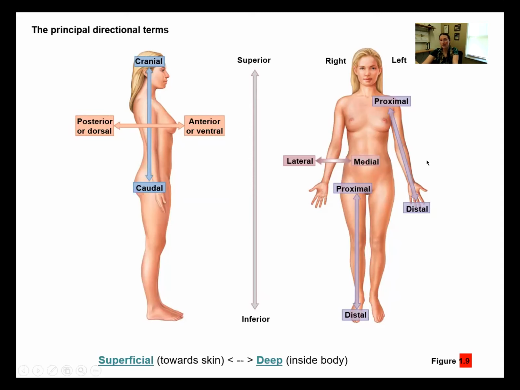Next, proximal and distal. These terms generally refer to the limbs. Proximal means closer to the body. Distal means farther away from the body. So the palm is distal to the elbow. The shoulder is proximal to the elbow. Again, mostly referring to the limbs. Medial and lateral. Medial is closer to the midline of the body. Lateral is farther away from the midline of the body. So the belly button is medial to the hip bone. And we can also use these terms on individual limbs. The pinky is medial to the thumb. The thumb is lateral to the ring finger.